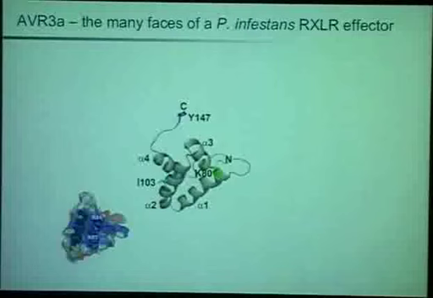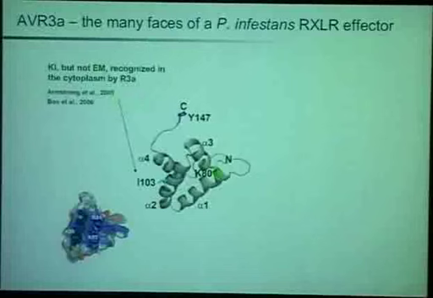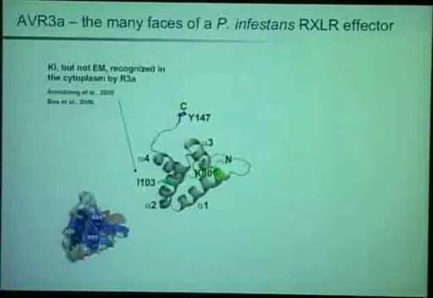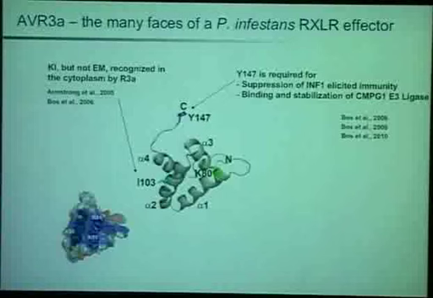Another effector is AVR3A. This is quite a complex effector because we have many activities for this effector. It's recognized by an immune receptor called R3A. And this is mainly mediated by these two naturally polymorphic residues, where some mutants of AVR3A or some natural alleles of AVR3A can evade recognition by R3A. There's another residue that is critical for the suppression of immunity. This is the suppression of the immune response triggered by another secreted protein of Phytophthora, the INF1 protein.